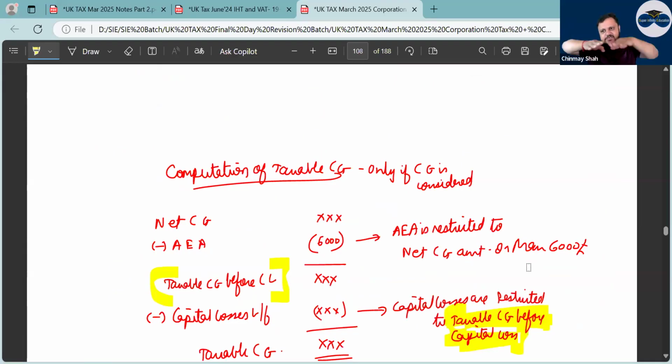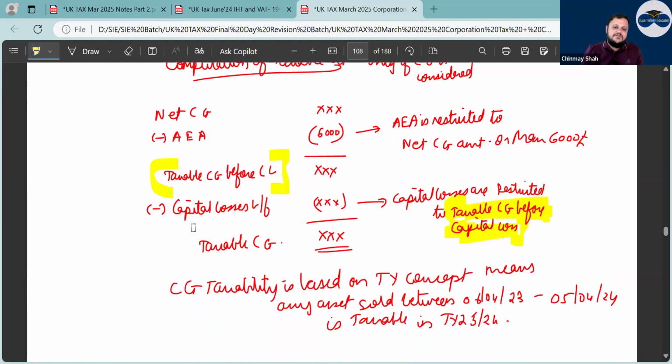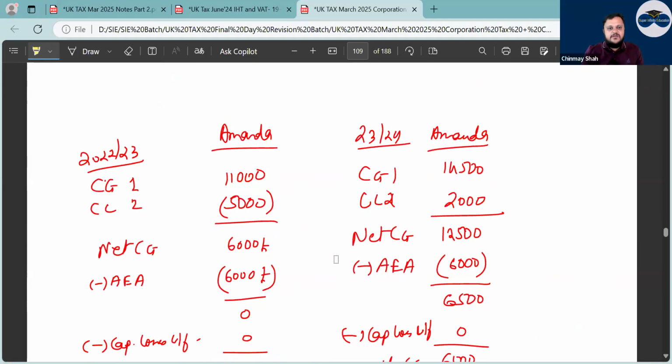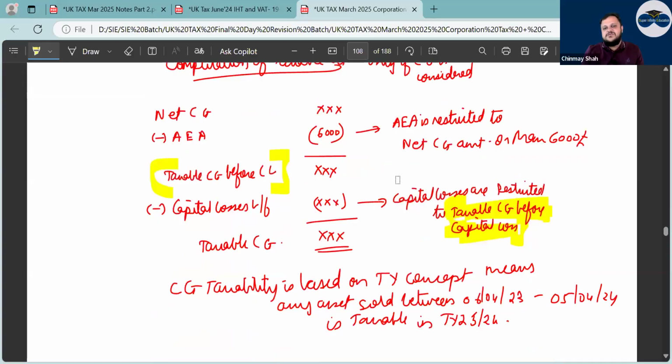Once you get all assets' CG, from that you have AE minus of 6,000, correct? AE minus of 6,000 gives you taxable CG before what? Capital losses. Then from that, capital losses will be deducted and taxable CG will be there, correct? Taxable CG on that tax will be calculated, correct? Have a look. Now here 2 or 3 things. AE is restricted to what?